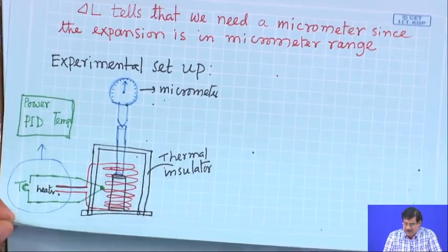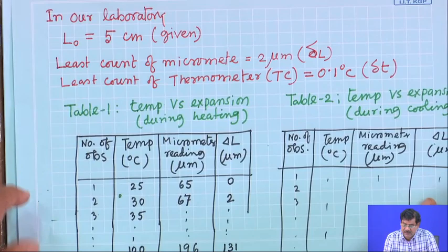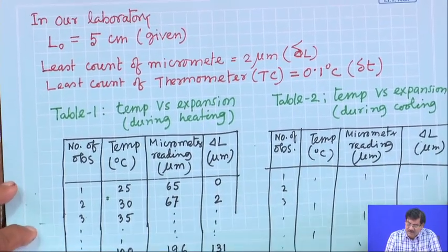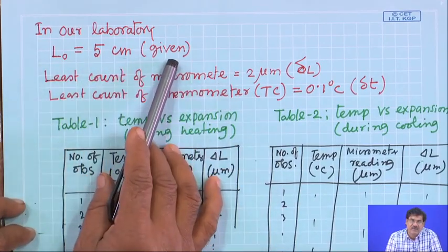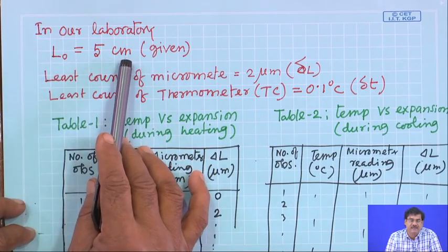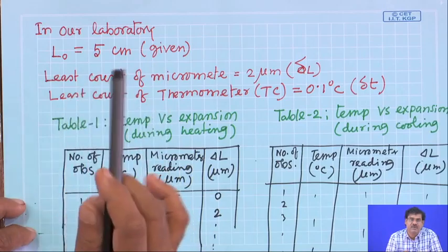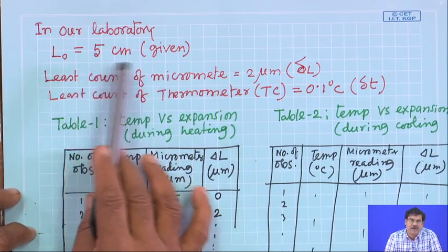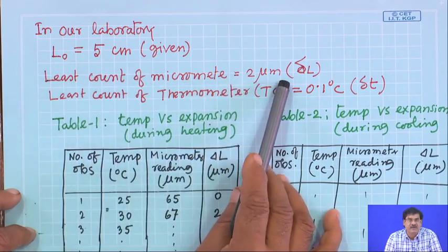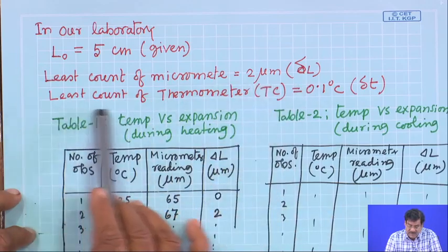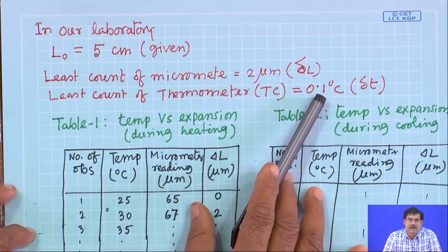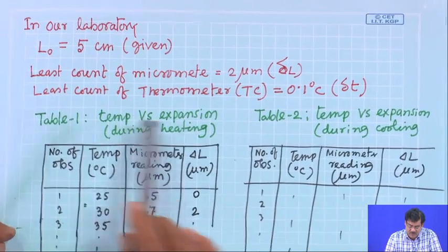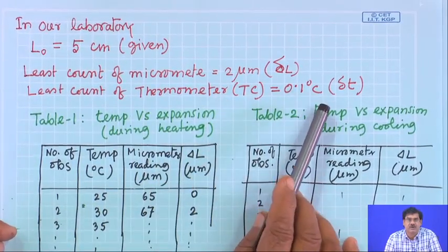Then you start taking data. In our laboratory the rod is inside, we cannot take it out. L0 is 5 centimeter, it is given. Taking a higher length is better, but if it is too high, it is difficult to get uniform temperature around the rod, so one has to optimize. The least count of the micrometer you have to note down, 2 micrometer in our case, and the least count of the thermometer, which is 0.1 degree centigrade. I described these things for another experiment, so I will not tell you in detail.